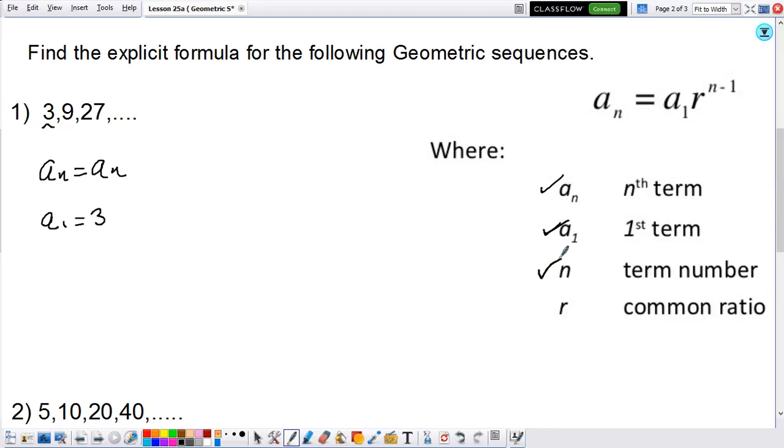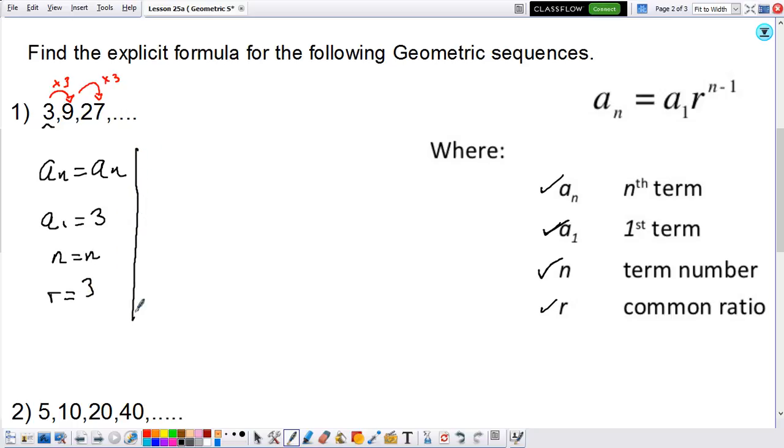Now, N is a term number. When they're just asking you for the formula itself, then we're just going to leave N alone. So N is going to be N because we don't have a target yet. They're just asking us for the formula. So we're going to leave N as N. And now we need to find out the common ratio. So what is the common ratio? We're going to look at our sequence. What is the number that you keep multiplying by to get to the next number? Well, it seems like you need to multiply by 3. So that says that the common ratio is just 3.